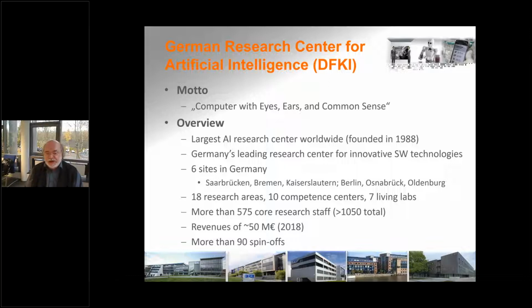18 research areas, which are pretty autonomous, each one of them, and 10 cross-cutting competence centers for specific topics, including, for instance, deep learning or autonomous driving. The number on the slide is actually a little bit old by now. We crossed the 1,100 employee limit a month or two ago. And we created a lot of spin-offs over our lifetime, most of them actually in the last few years.